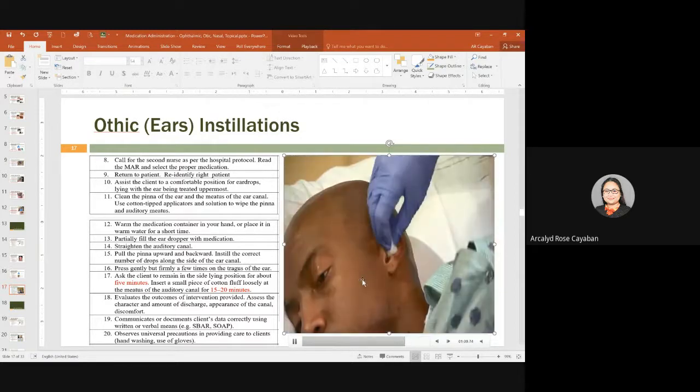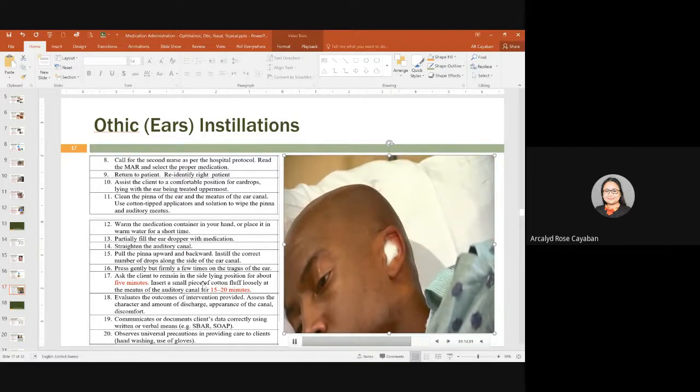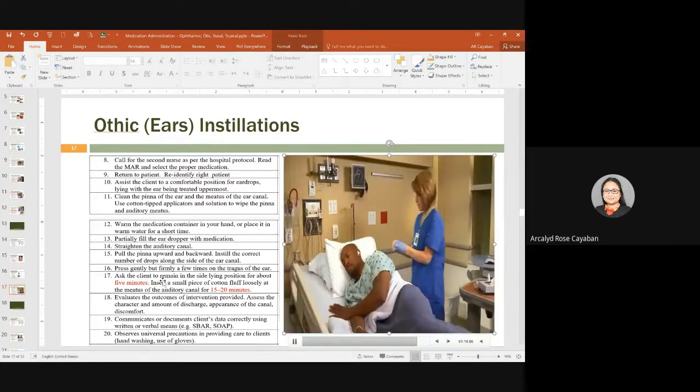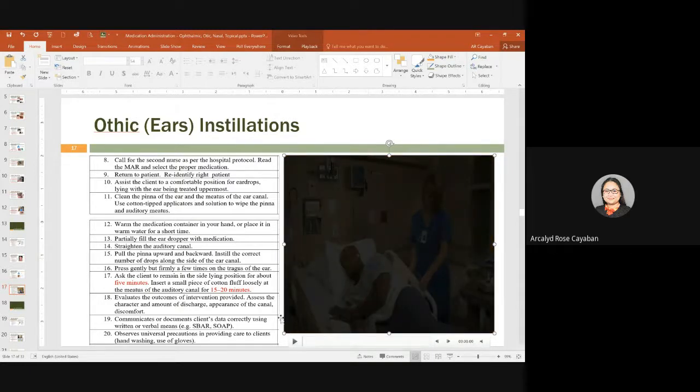Then, now she is putting what we call cotton fluff or cotton ball. Please take note that we ask the client to what? Remain on the side-lying position for 5 minutes. And if there's a need to put a small piece of cotton fluff loosely on the meatus, you have to put it for 15 to 20 minutes only. Please do not forget that.